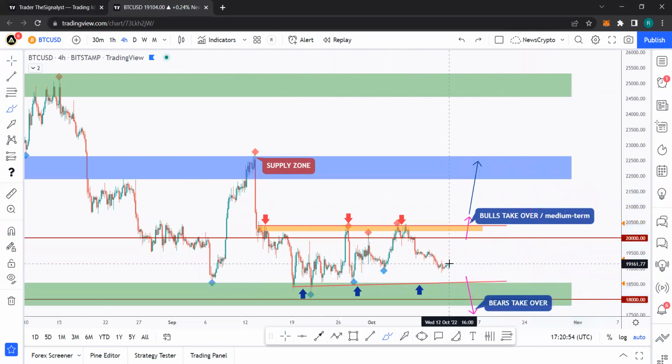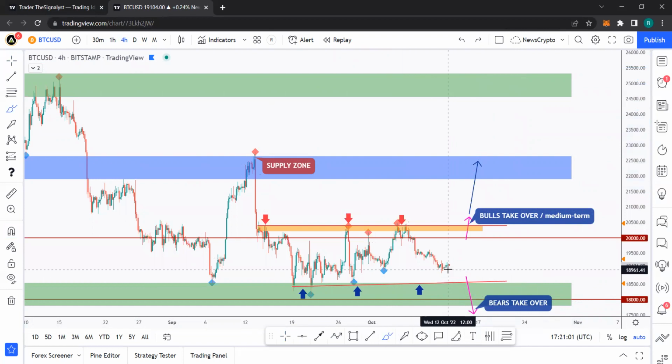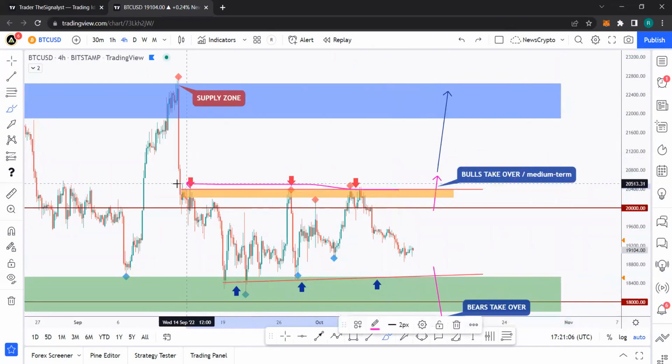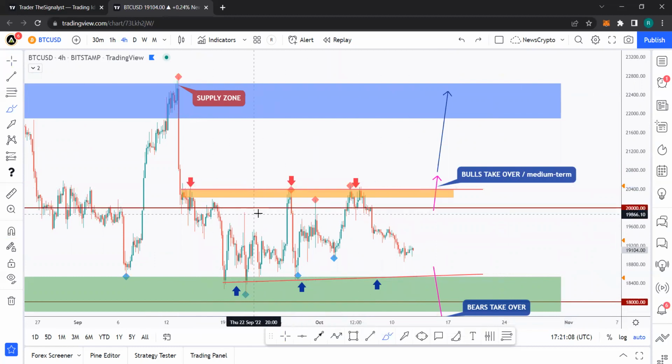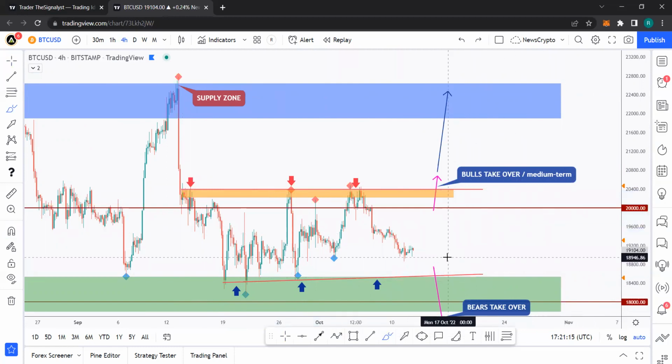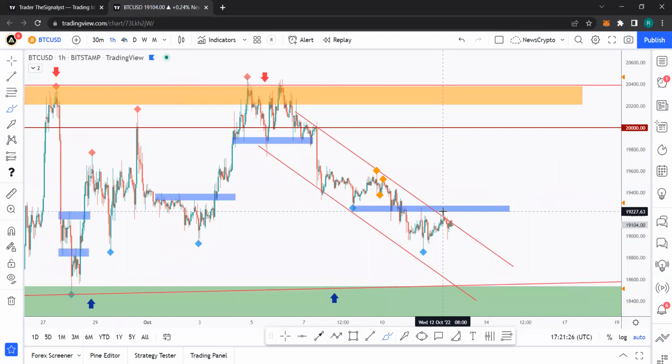Okay, so for the bulls to take over from a long-term perspective, we need to see a break above 25 or even 30K. For now, we are here. For the bulls to take over from a medium-term perspective, we need to see a break above this, which, as you can see, price has been struggling around for a while, with multiple rejections from it. So that's it for Bitcoin. If you zoom into H1 time frame, this is the view that we can see.